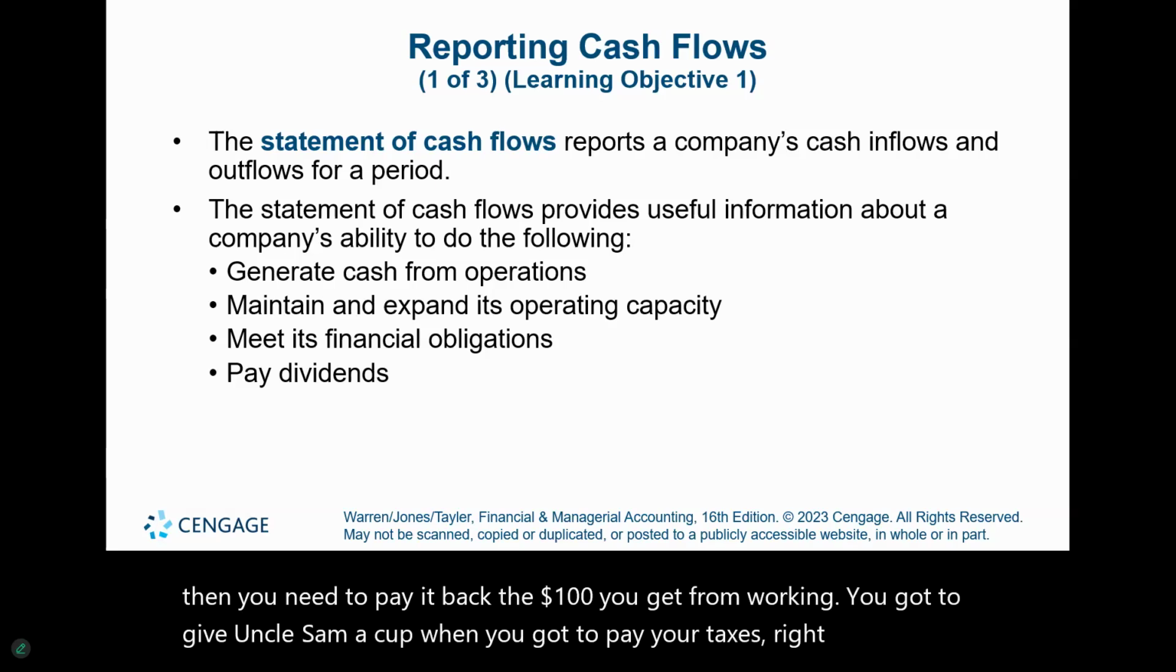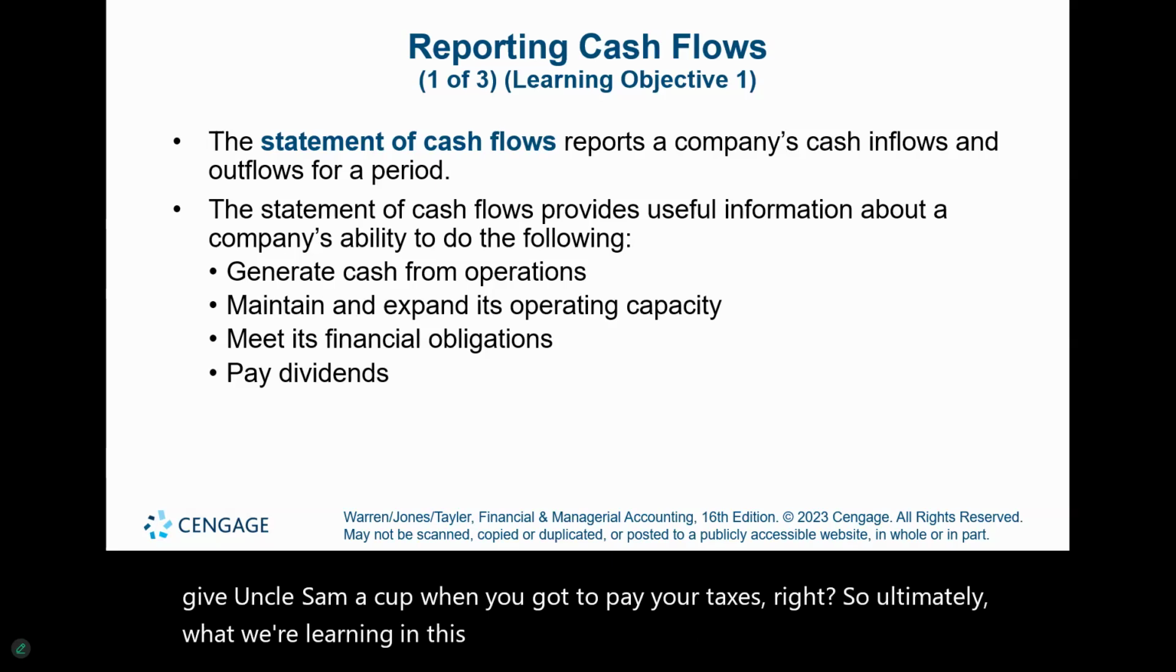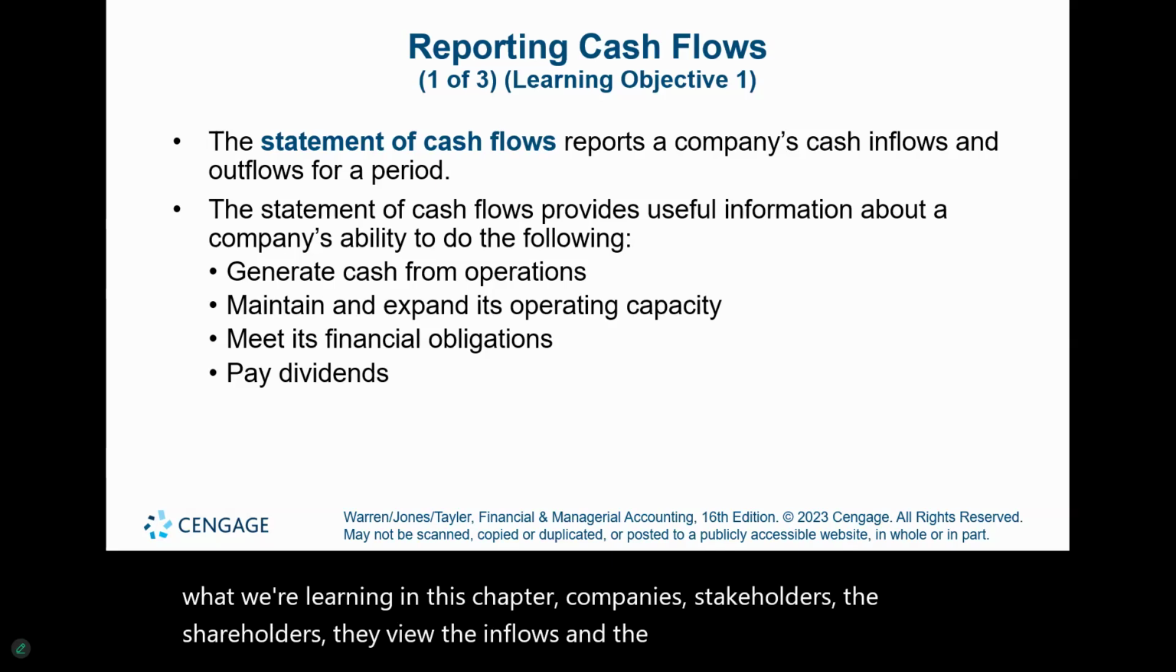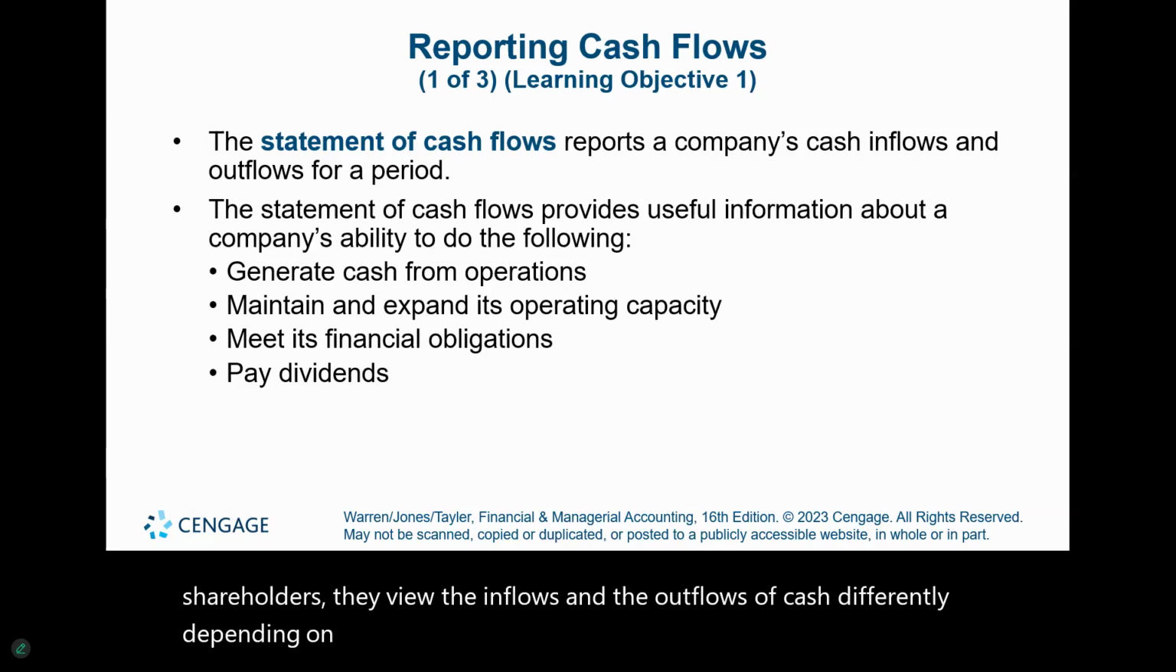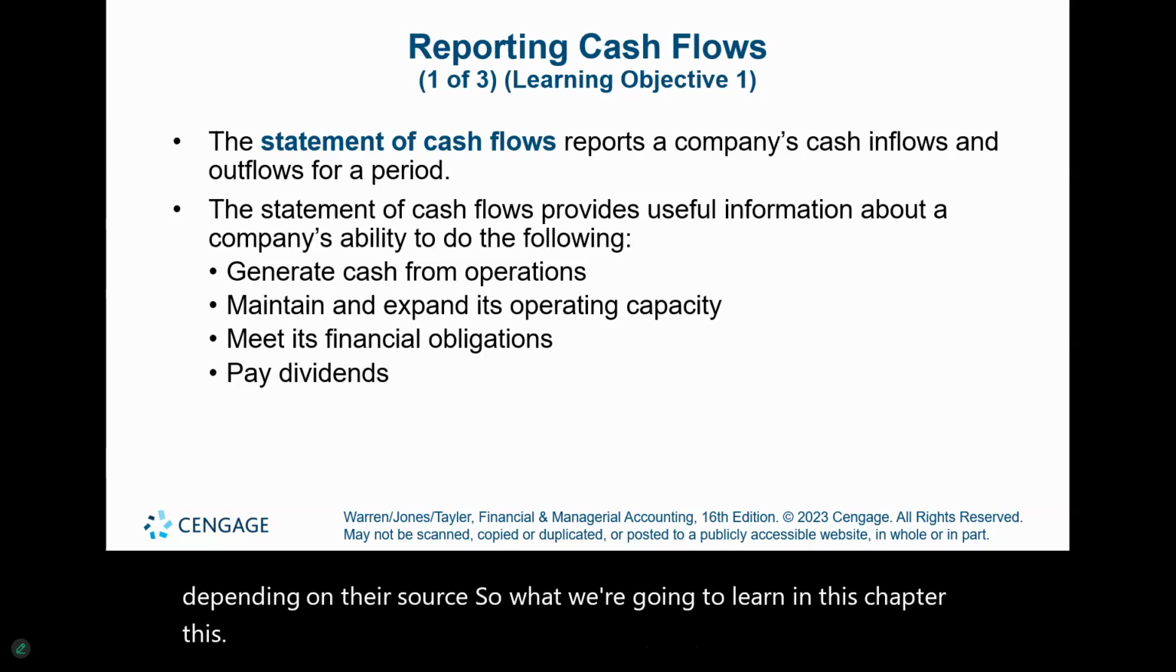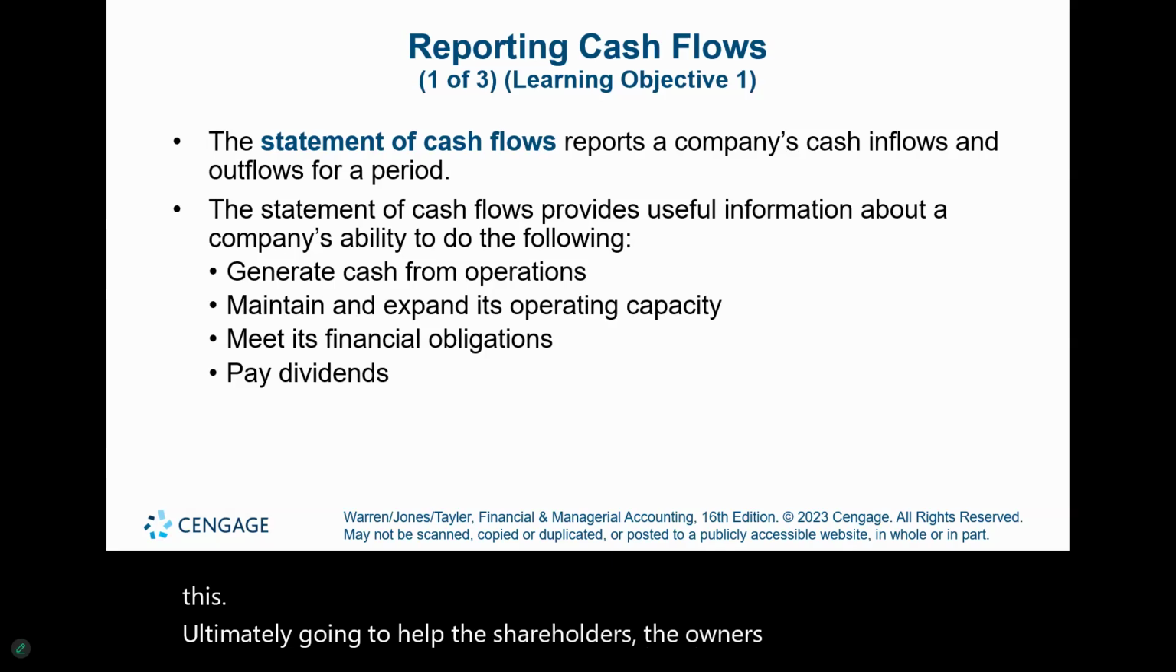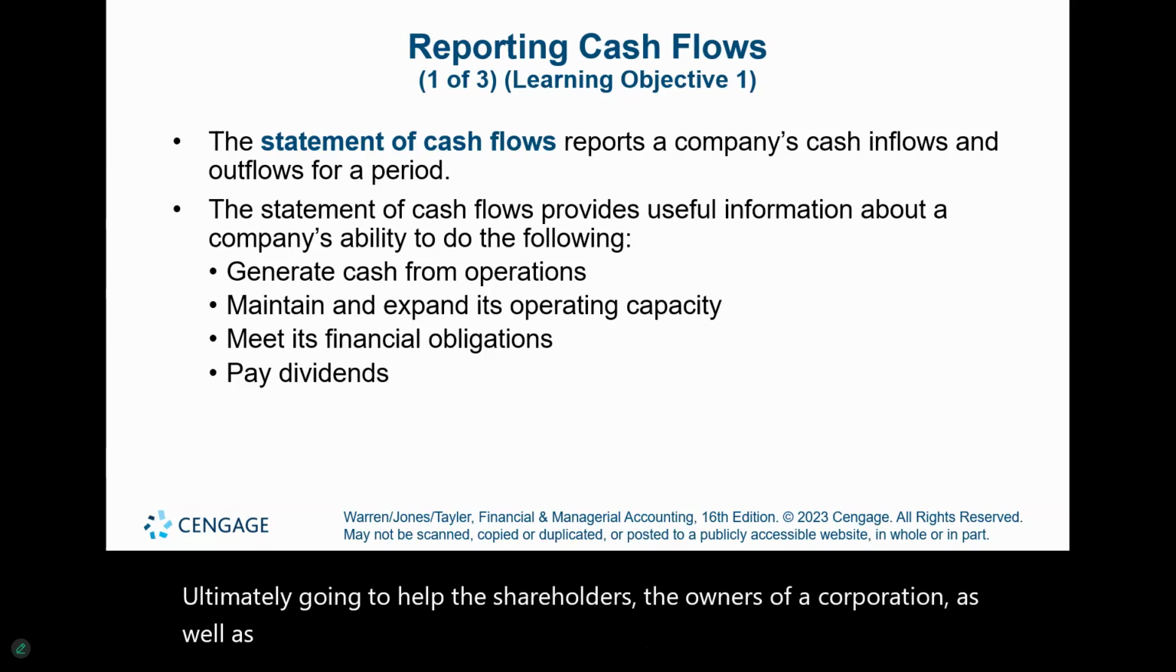So ultimately, what we're learning in this chapter is that company stakeholders, the shareholders, view the inflows and the outflows of cash differently depending on their source. This is ultimately going to help the shareholders, the owners of a corporation, as well as investors. They are ultimately going to use this information to determine the cash flows of the company.